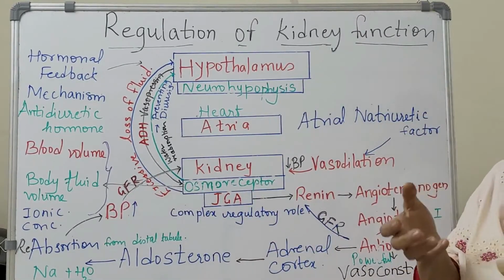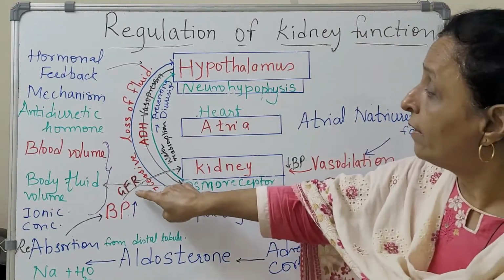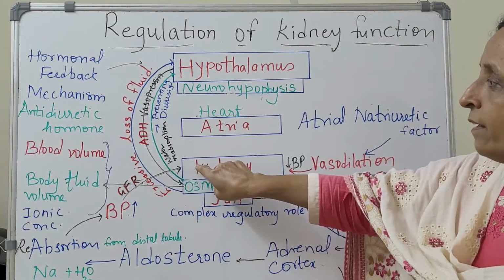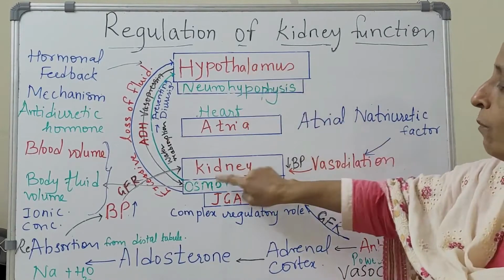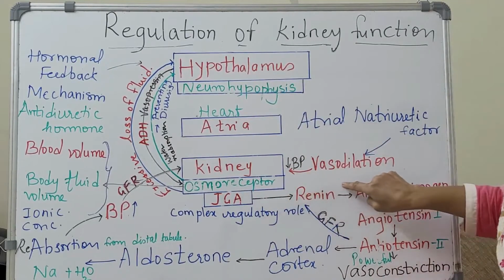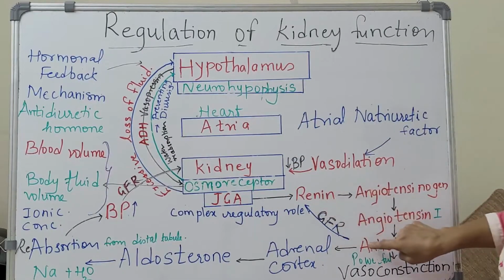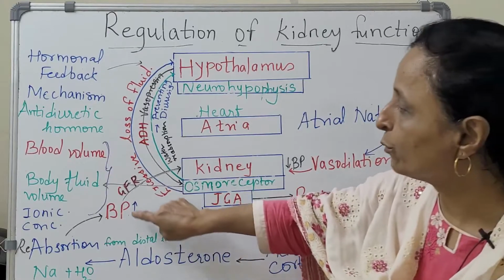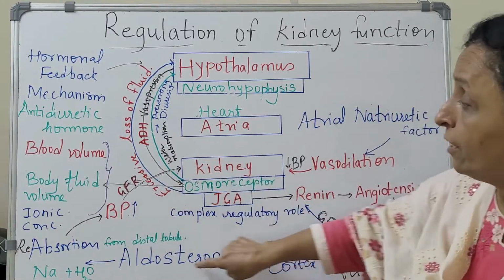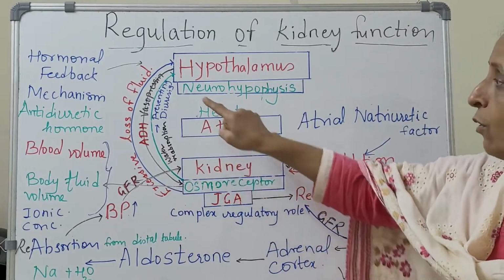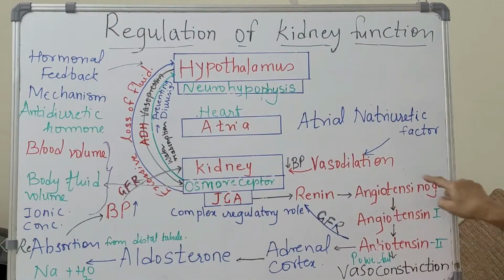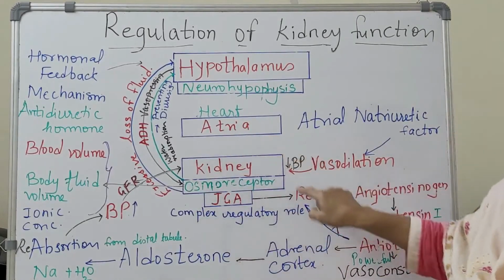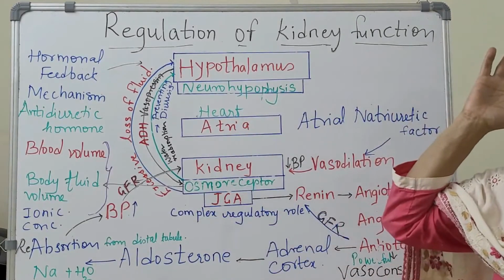GFR is glomerular filtration rate. It will happen in the kidney. So your GFR has increased due to this aldosterone. So ADH, aldosterone, and angiotensinogen, these are the hormones for increasing the GFR.